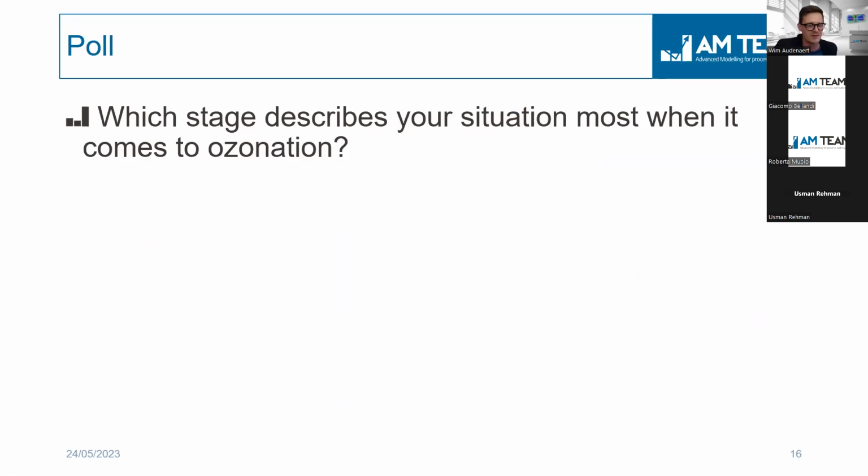A poll: which stage describes most your situation when it comes to ozonation? Either you're exploring or planning, you are in design stage, you are building a plant right now, or you're already operating one or multiple ozonation plants. Okay, let's give it 5 more seconds.